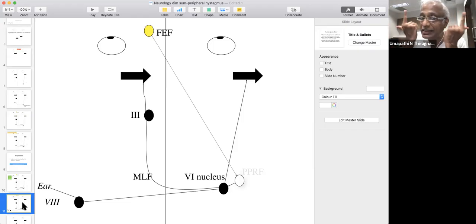But where was the stimulus coming from? Well, if I move my head suddenly like this, obviously the swishing will be more on this side. So greater swishing on this side, this signal is then sent across to the left sixth nucleus, and from the left sixth nucleus, the signal is then sent to the left lateral rectus muscle, and through the medial longitudinal fasciculus to the right medial rectus muscle.